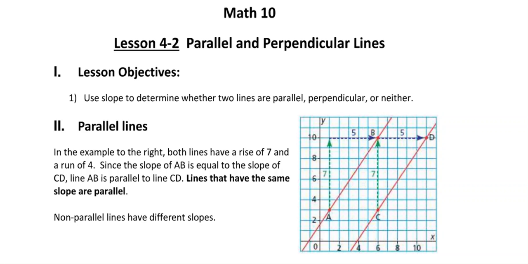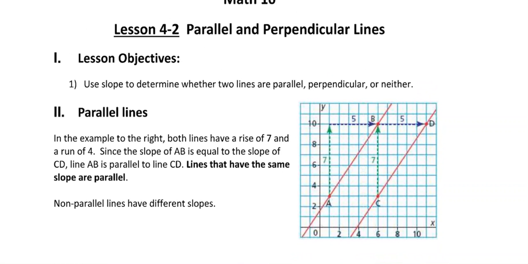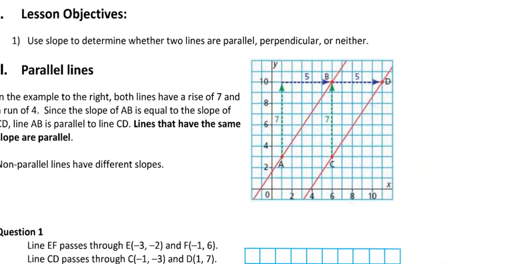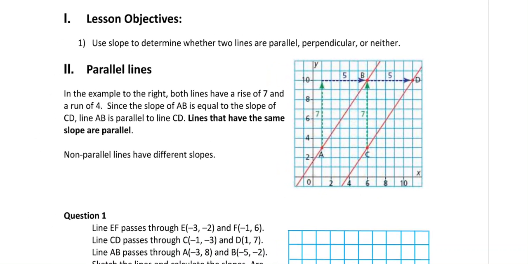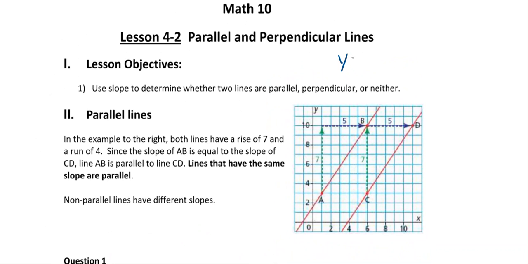Okay, so 4.2, parallel and perpendicular lines. What we're doing now is we're going to be comparing two lines. In the last lesson, we were talking about slope, which was all about y equals mx plus b, and we're looking at the m value, so we're looking at that slope.